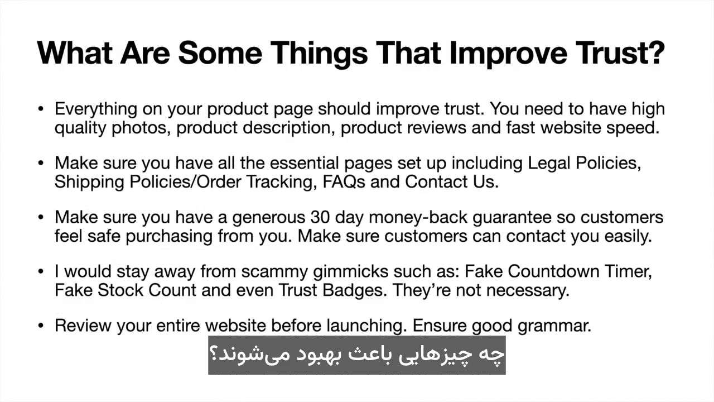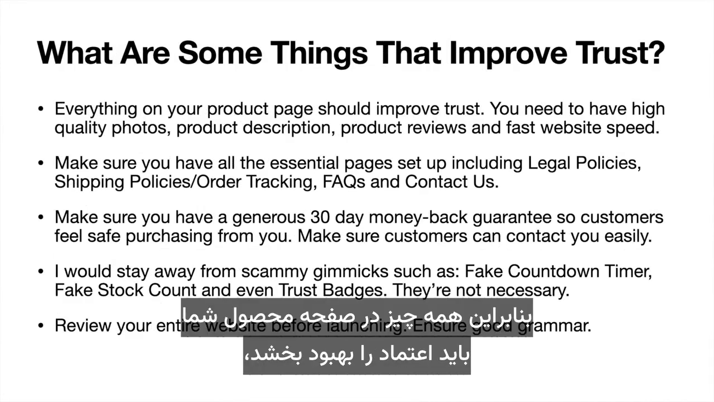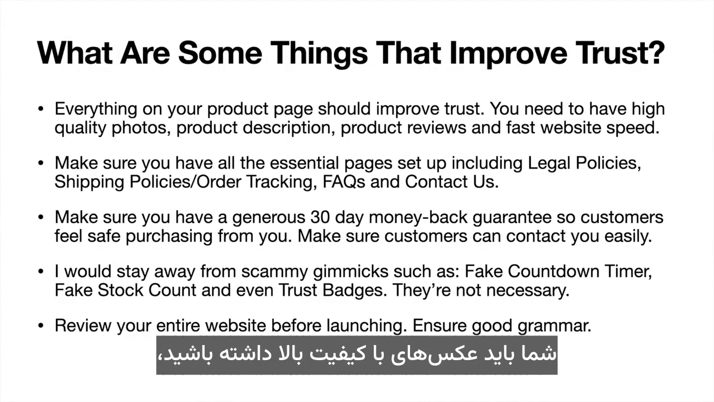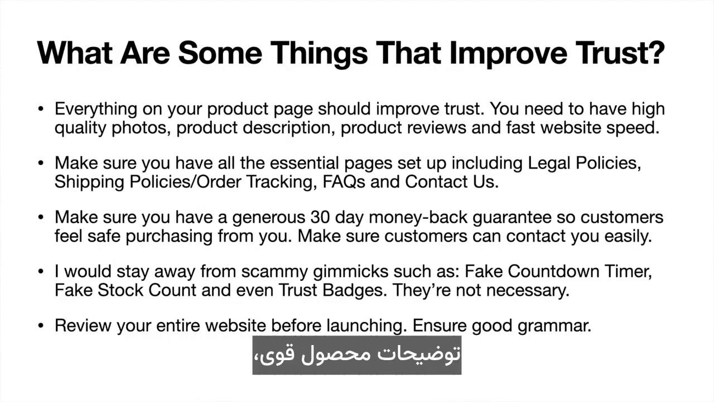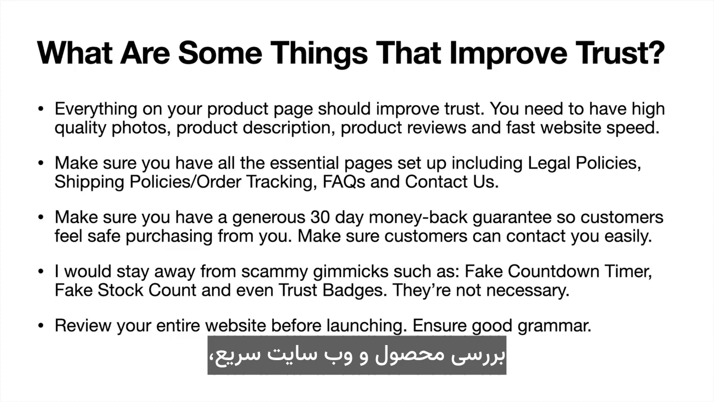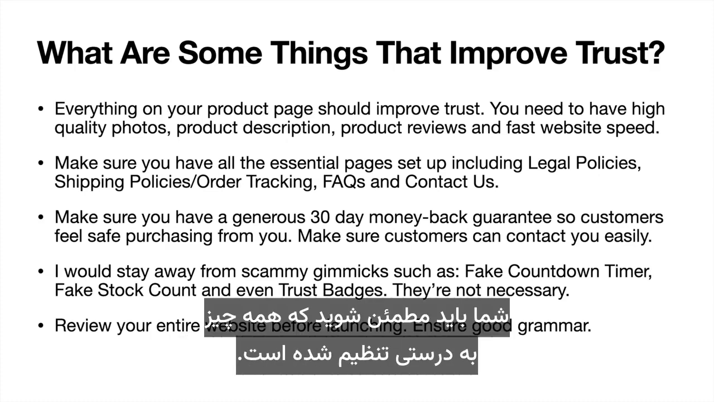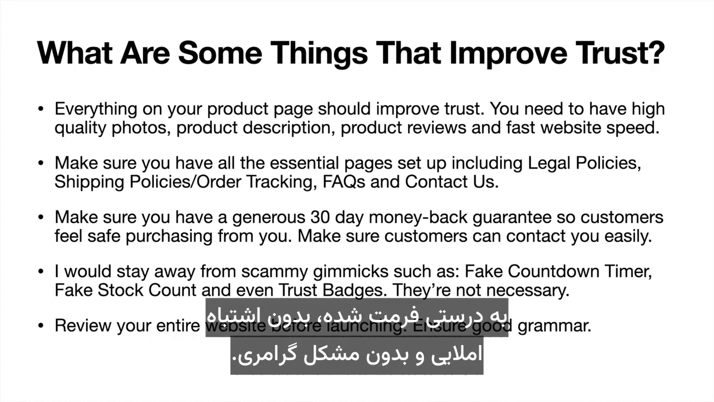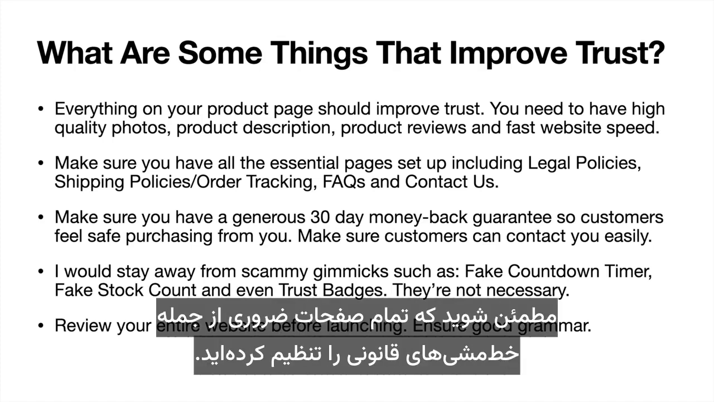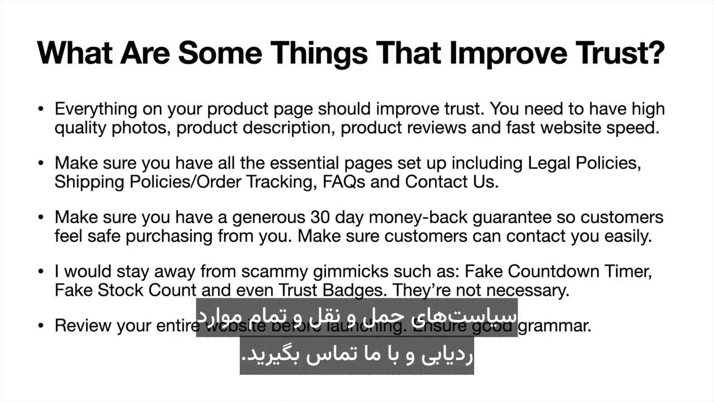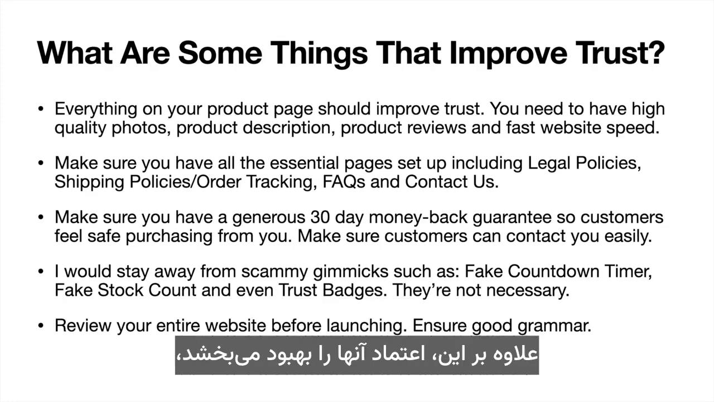What are some things that improve trust on your website? So everything on your product page should improve trust. You need to have high quality photos, a strong product description, product reviews, and a fast website speed. Everything improves trust. You need to make sure that everything is laid out properly, easy to read, formatted properly, with no spelling mistakes and no grammar issues. So after you've done that, make sure you have all of the essential pages set up, including the legal policies, the shipping policies and order tracking, FAQs, and contact us. When customers see this, it also improves their trust.